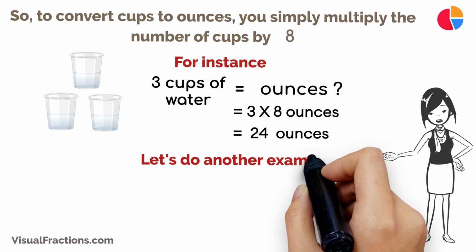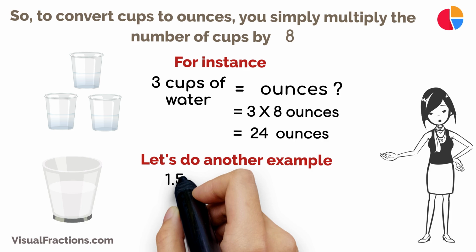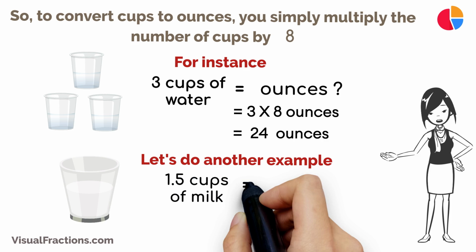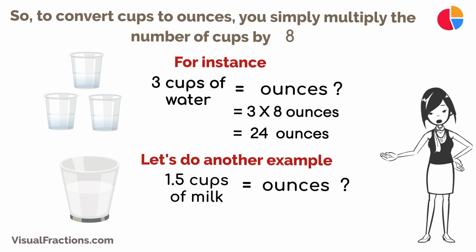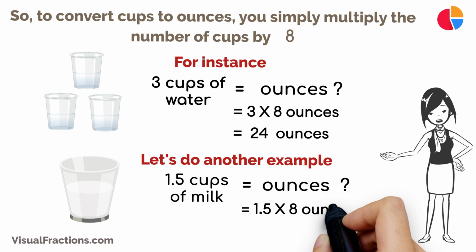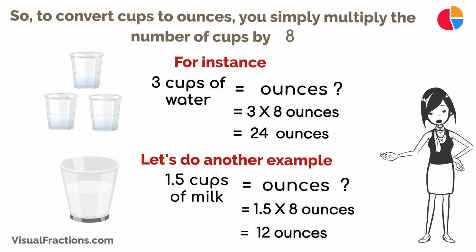Let's do another example. If you need to measure 1.5 cups of milk, to find out how many ounces that is, multiply 1.5 cups by 8, which equals 12 ounces.